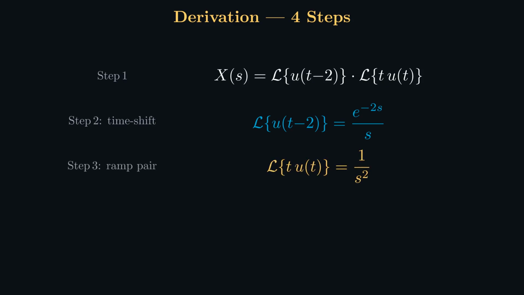Step 3. Use the standard Laplace pair. L of t times u of t equals 1 over s squared. This is the ramp function pair. Easy to remember. Step 4. Multiply the two results. X of s equals e to the minus 2s over s times 1 over s squared, giving e to the minus 2s over s cubed.